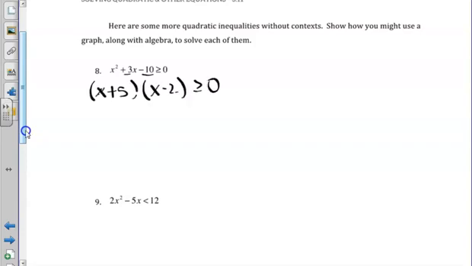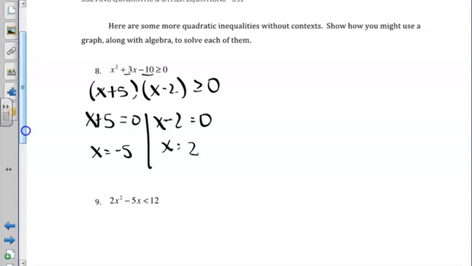Bring down my inequality sign. So I'm just going to pretend that inequality sign is an equal sign to solve. I have x plus 5 equals 0 and x minus 2 equals 0. And I'm going to get x equals negative 5 and x equals 2. So this gives us our boundary points.